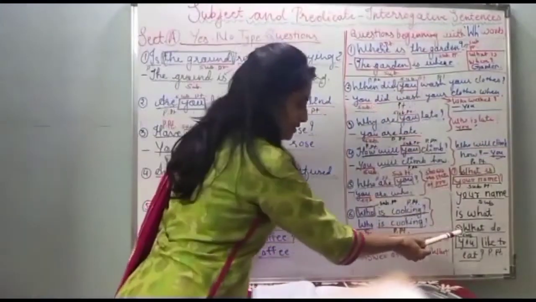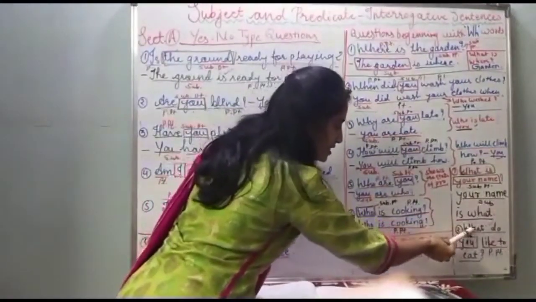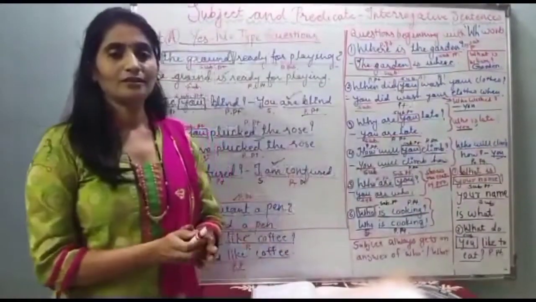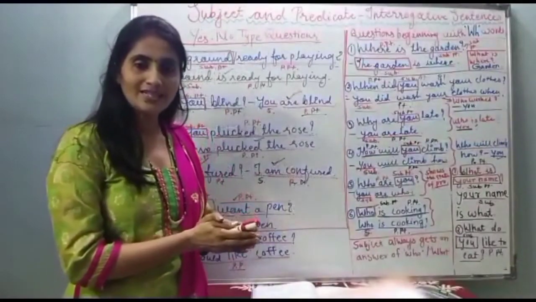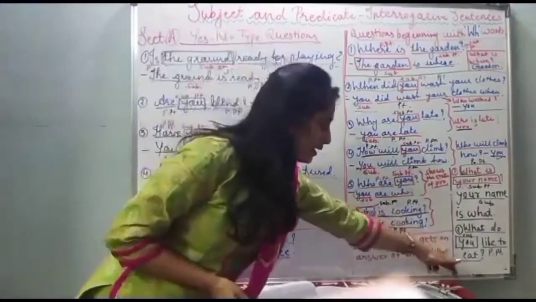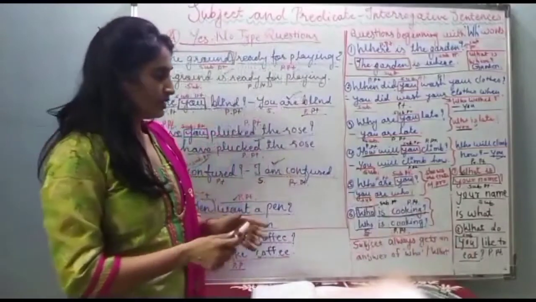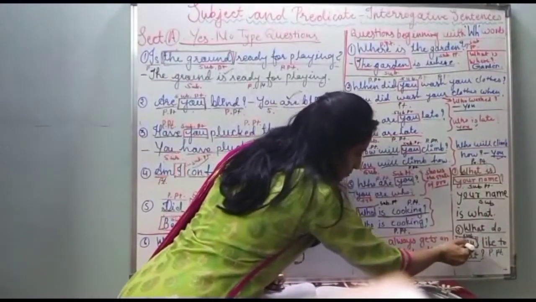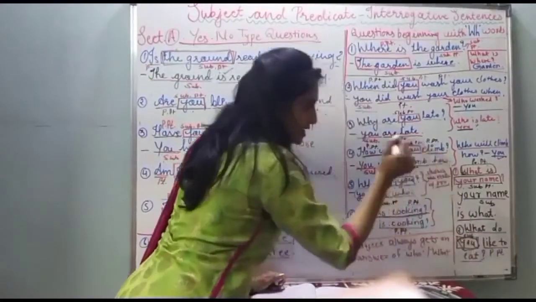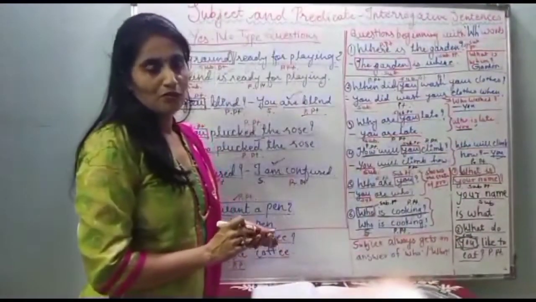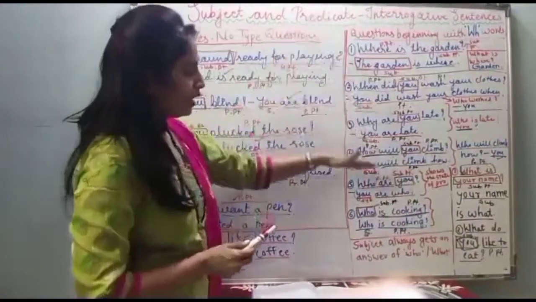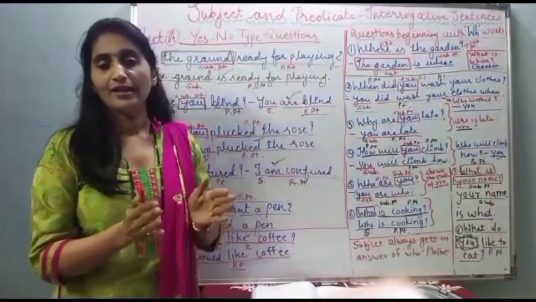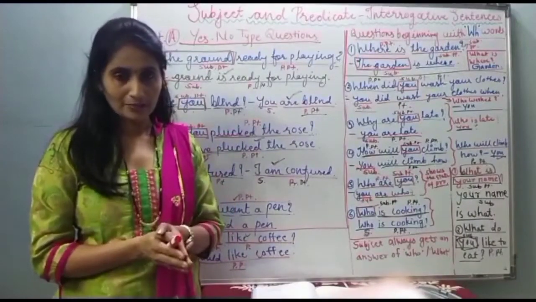The next question is, what do you like to eat? Can you identify the subject in this sentence? I have not explained anything here. Here we can say that you is the subject part and the remaining is the predicate part. Fine then? So in this way you can identify the subject and predicate part in the interrogative sentences.